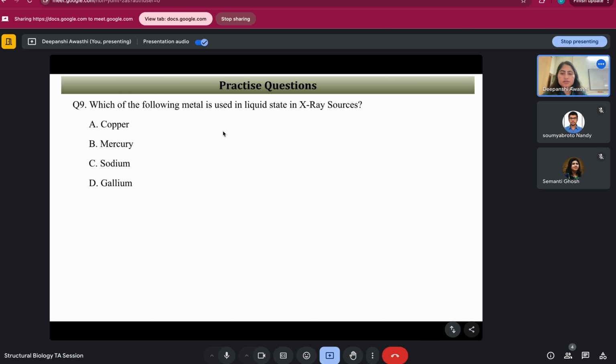So any guesses for this? Which of the following metal is used in the liquid state in X-ray sources? I'll give you a little bit of a hint, because in this case we are generating X-rays.